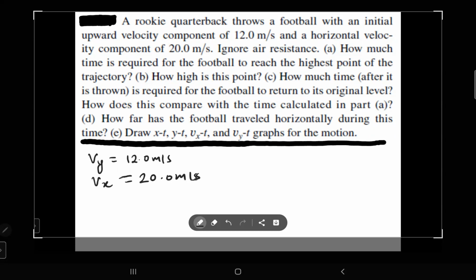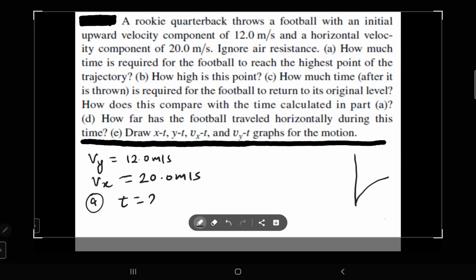Ignore air resistance. We'll ignore the air resistance, of course. So first thing is part A. What is the target variable here? How much time is required for the football to reach the highest point? So time is equal to what? Football with an initial upward velocity, so with initial upward velocity, the football is thrown.